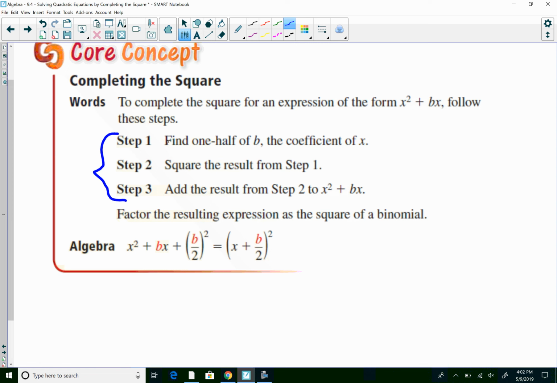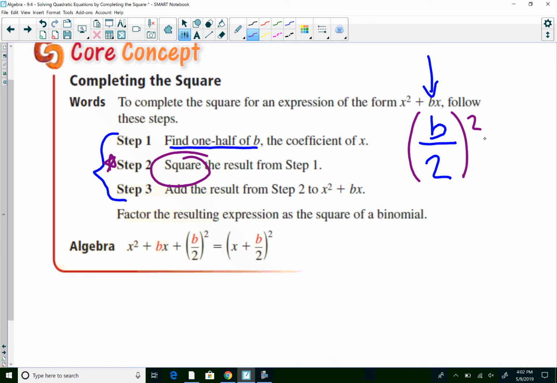For step 1, find 1/2 of b. You're going to be looking at this b term, the term that's attached to the x, and you are going to take that b term and cut it in half. Second step, which is in purple: you are going to square this. Hence the reason it's called completing the square, you are going to square this little formula here.